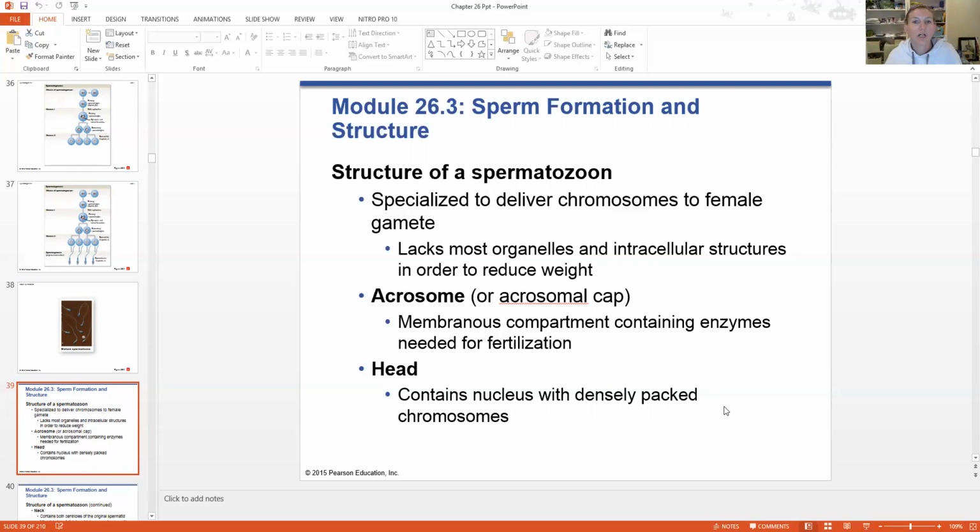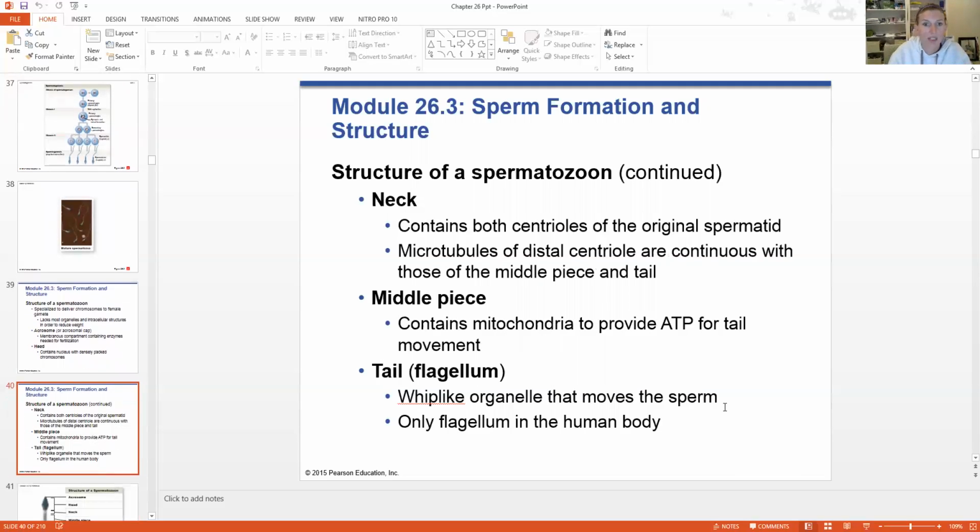It's going to allow the sperm to eat away at the outer layer of the oocyte, or egg cell, so that fertilization can occur. The head is where the chromosomes and nuclei are located. There is a neck that has centrioles, and those centrioles hold in place microtubules.